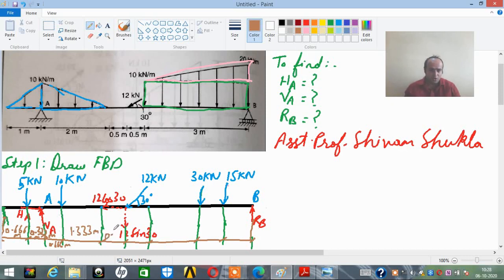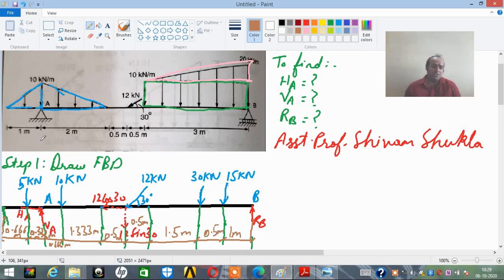Now this is 0.5, 0.5. These distances are not going to change at all, so I will be mentioning those as they are. 0.5, 0.5 meter, 3 meters. This 30 kilonewton was exactly at the center, so this was 1.5 meter. Now this particular load was at a distance of L by 3 from this end, so 3 divided by 3, it was from here 1 meter. And over here the left out distance is only 0.5 meters.